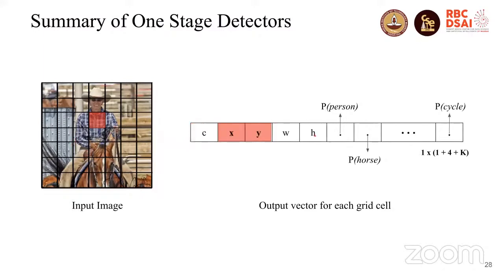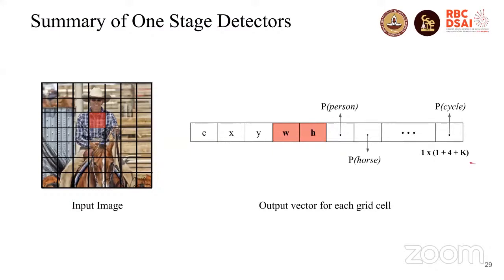So I'm interested in predicting all these quantities, right? I'm interested in knowing whether this cell lies at the center of an object. If so, what are the coordinates of that object and what are the width and height of that object? Once I have done that, I also want to know what that object looks like. Is it a person? Is it a horse? Is it a cycle or a car, right?